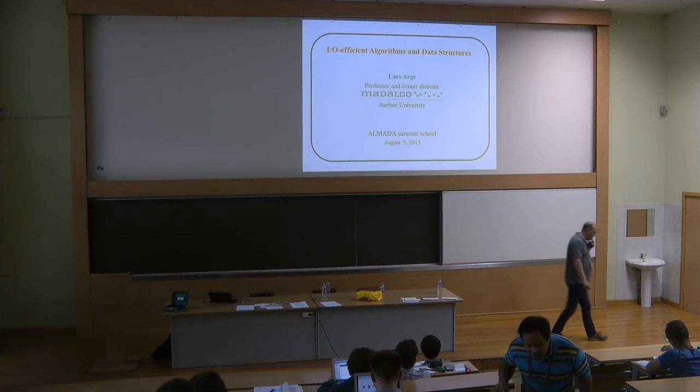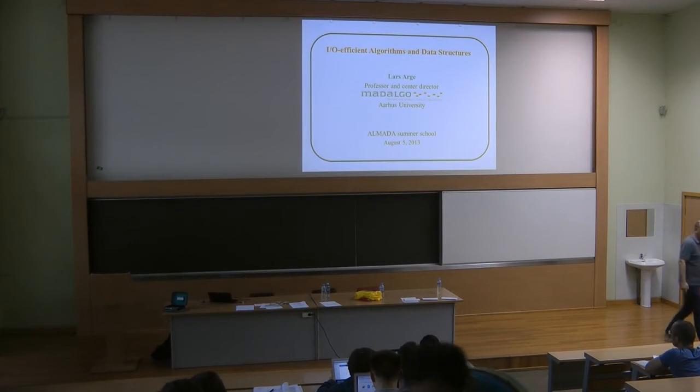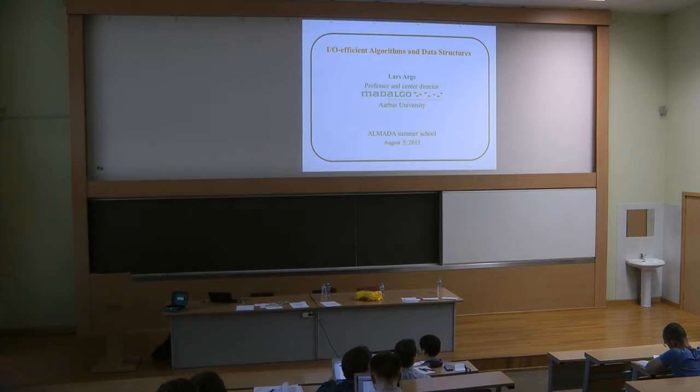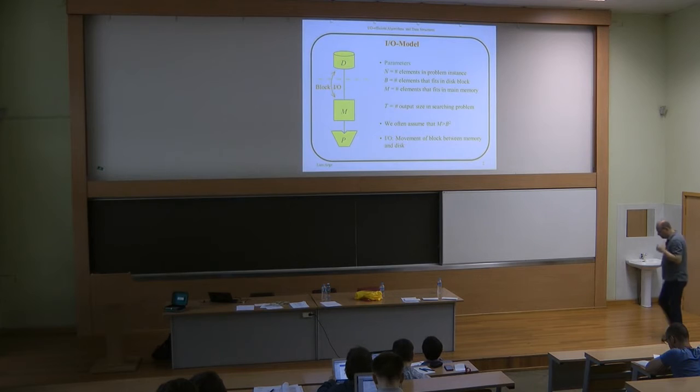Continue where I left off on Thursday, but let me just remind you with a few slides what we talked about so we can get back into the mood. The IO model: we look at problems containing n elements. We have a processor, main memory, and a disk.